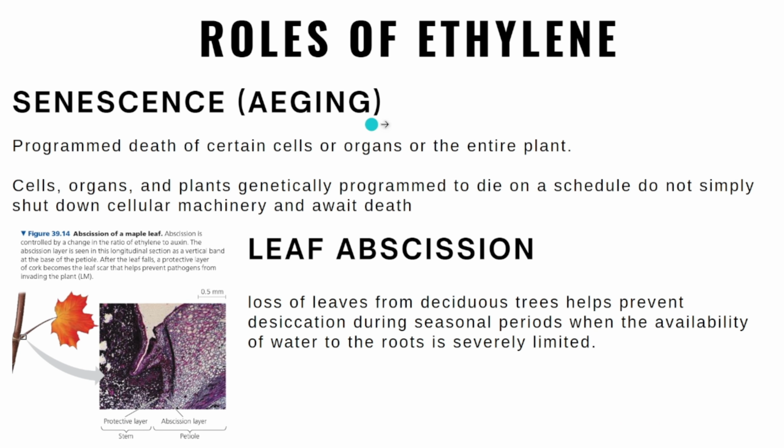Leaf senescence is when your leaf is already dying, but maybe it's still on the tree. It does not fall down, but it already wants to fall down. But leaf abscission is when the leaf is already loosened from the tree. Loss of the leaf from the deciduous tree prevents desiccation during the seasonal period when the availability of water to the root is severely limited.